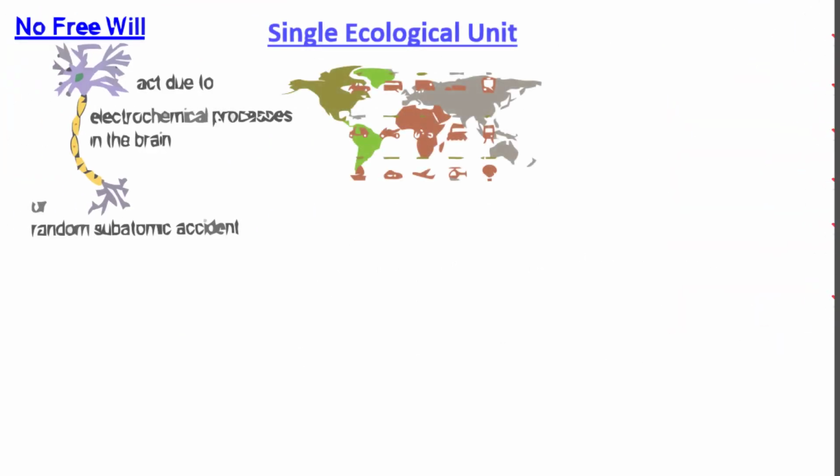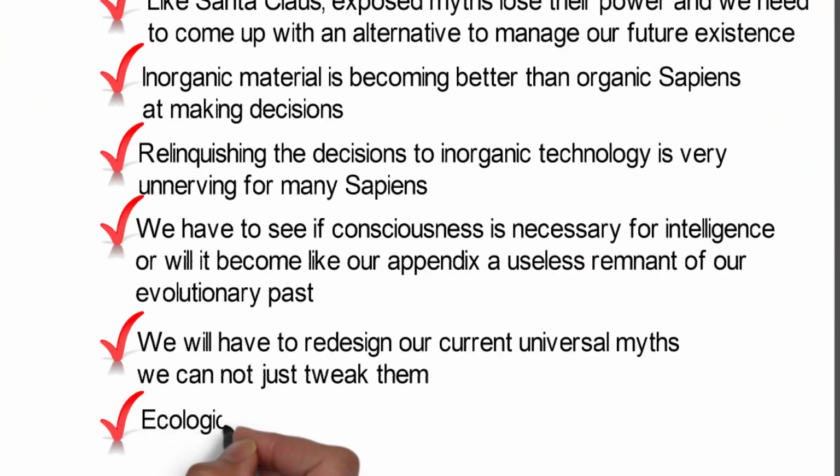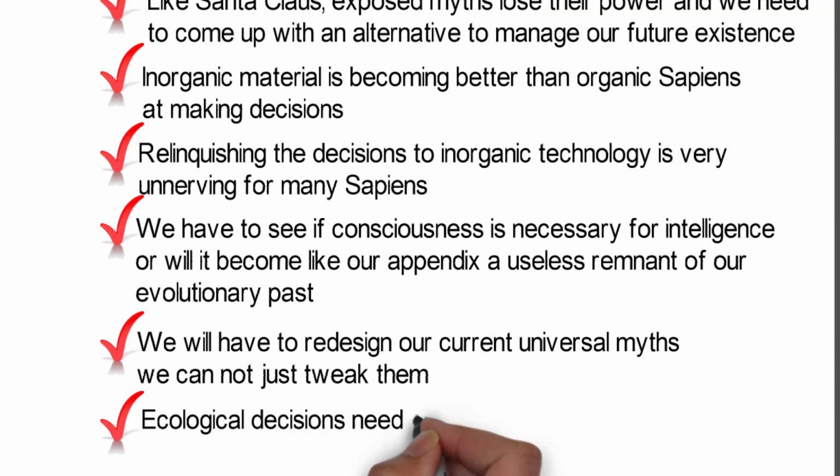The idea that sapiens have made the world a single ecological unit, as they have spread to every corner of the planet, has made it so that so many of our issues are global. We have to deal with global issues because we are basically all over the whole planet. So ecological decisions need global agreements.